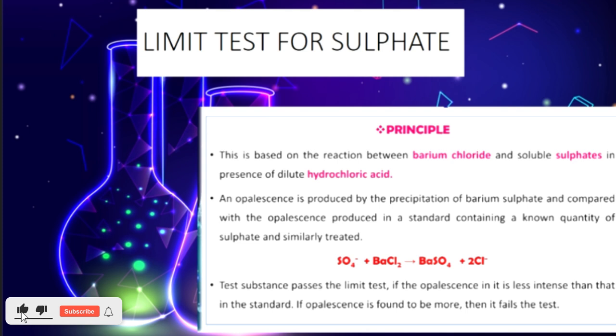The limit test for sulphate is based on the reaction between barium chloride and soluble sulphate in the presence of hydrochloric acid, and opalescence or turbidity is produced by the precipitation of barium sulphate in a fine state of division. Then we compare the turbidity with the standard solution. The test substance passes the limit test if the opalescence or turbidity in it is less intense than in the standard. If the opalescence or turbidity is more, then it has failed the test.